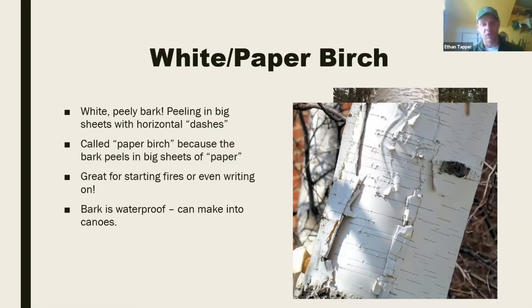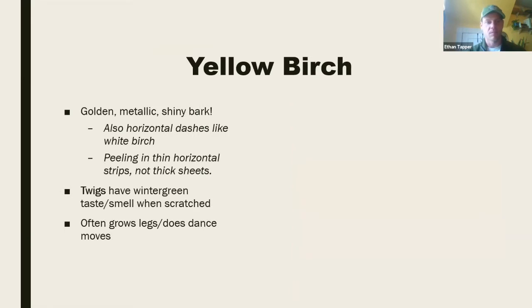The bark is also really good for starting fires. If you guys have ever started campfires, it makes an amazing, amazing fire starter. And it's waterproof. So native people used to use it for all different kinds of things, including making birch bark canoes. So white or paper birch, focus on that white peely bark and you'll get there.